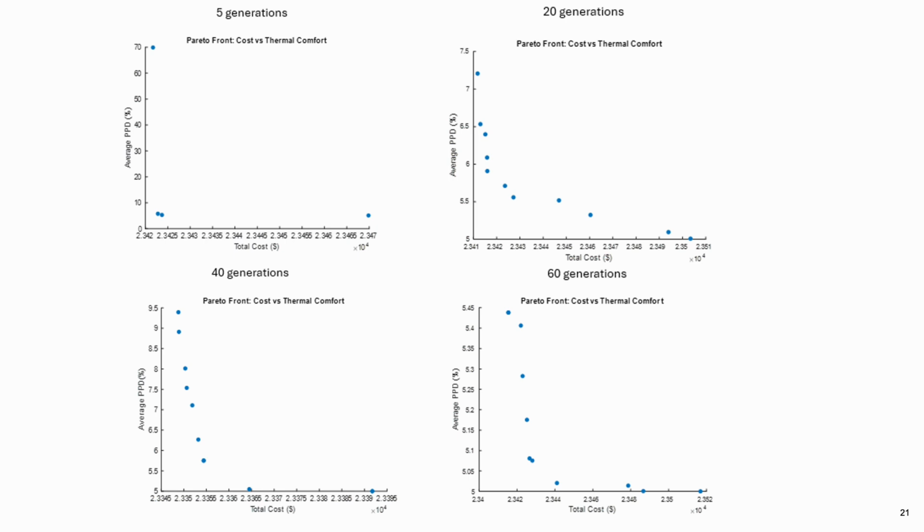At 5 generations, the front is sparse and scattered. By 20 generations, a clearer trend emerges. At 40 and 60 generations, we get a more refined Pareto trend, showing how the genetic algorithm converges towards optimal solutions over time.